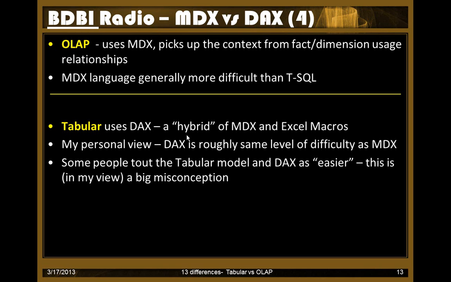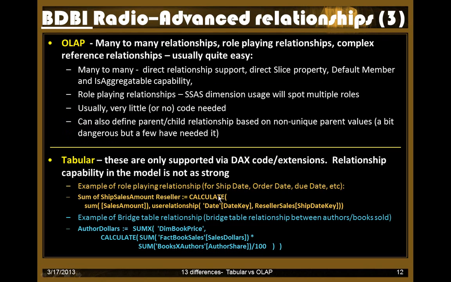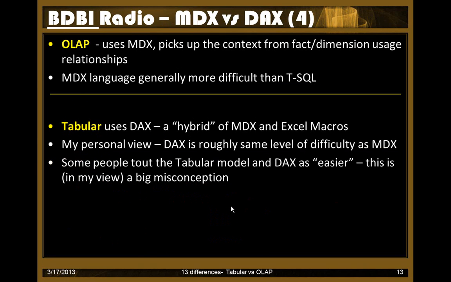Now, the tabular model uses DAX, and the examples that I showed earlier, where I was calculating based upon a context, in this case the relationship involving the reseller sales to the date key and the date dimension, that's an example of a DAX formula. Now, some DAX formulas are very simple, others are complicated, and others are very complicated.